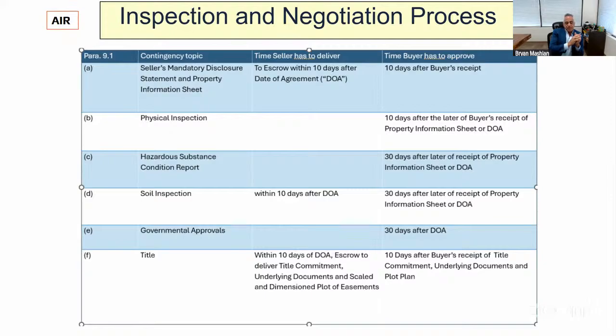So look at F, title, for example. The title review due diligence or contingency period doesn't start till the buyer gets a title commitment from the seller or escrow, underlying documents, and a scaled and dimensioned plot of the easements. So the seller is supposed to give that within 10 days, then the buyer has 10 days after he gets all those 3 items to review and approve of them. If you go to the next slide, please.